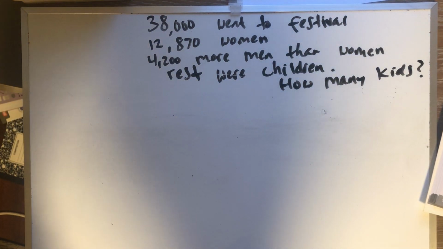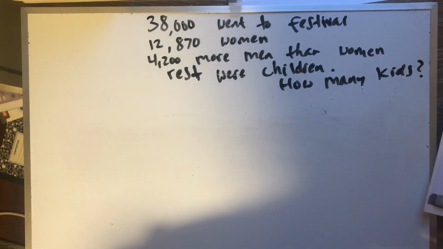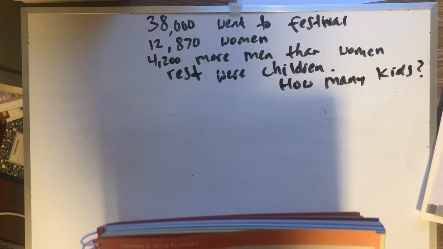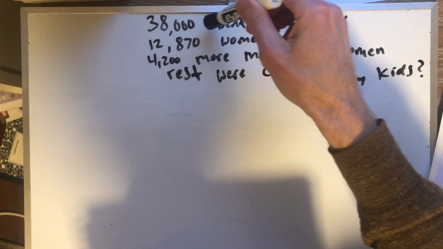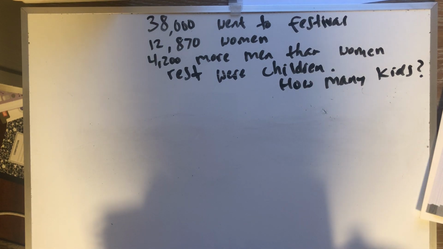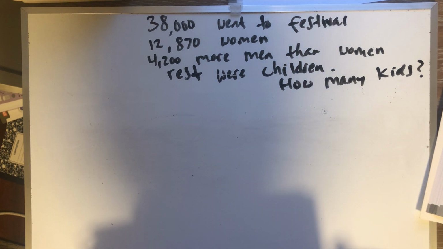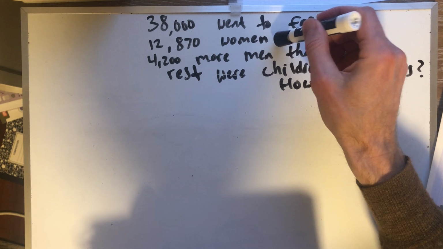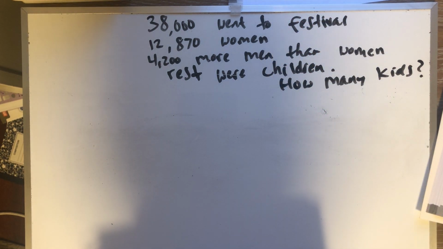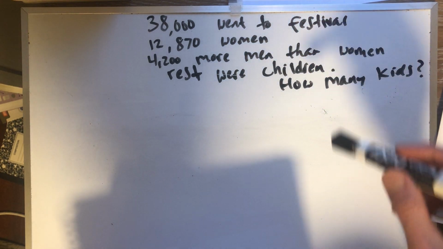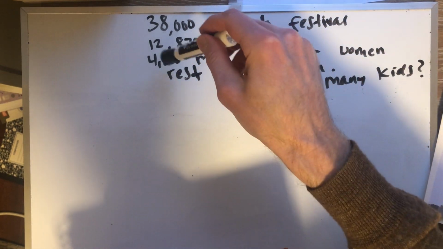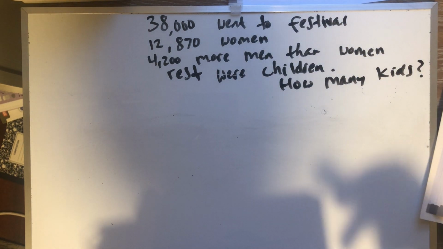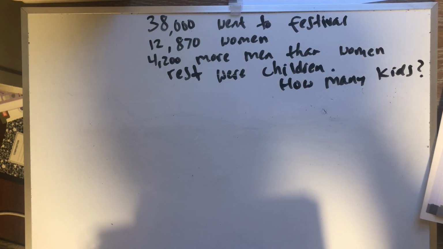So here's the problem. I wrote down the kind of summary of it, but let me read it to you. 38,000 people went to the Tulip Festival last year. So I wrote that down. 38,000 people went to the festival. 12,870 of them were women. So we know how many women went. There were 4,200 more men than women. So we know that more men went than women, and actually how many more? 4,200 more. And then we know the rest were kids. So the question is, how many kids went?